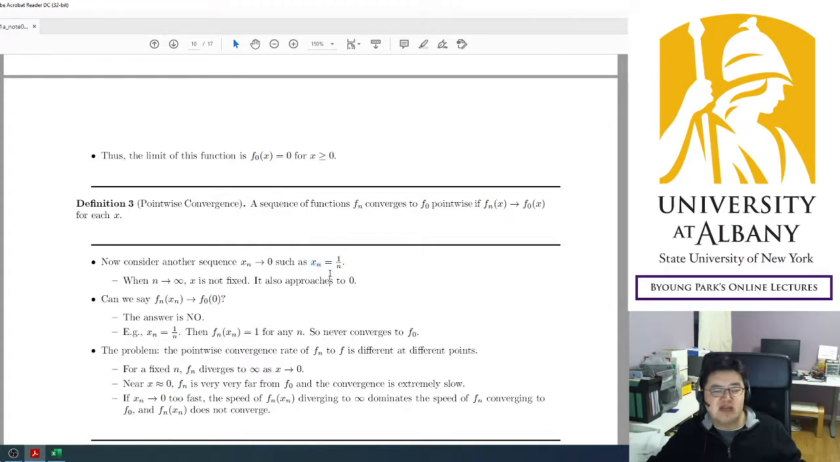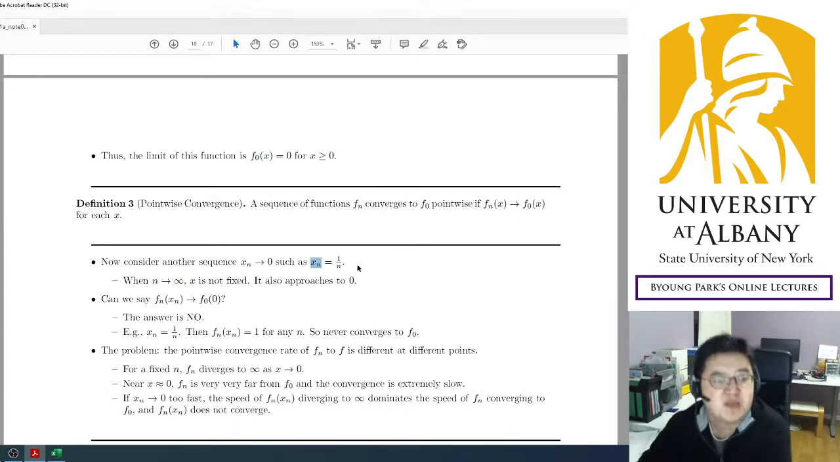So the limit will be different if you change the sequence xn. If the sequence xn is converging to 0 slower than 1 over n, then the function will converge correctly to 0. But if it's converging to 0 faster than 1 over n, then it will diverge to infinity. So what we wanted to do here is this, but the answer is not easy. As you can see, it depends on how fast xn changes and how fast fn changes. So we have to restrict them, and the problem here is the different convergence rate of fn at different points.